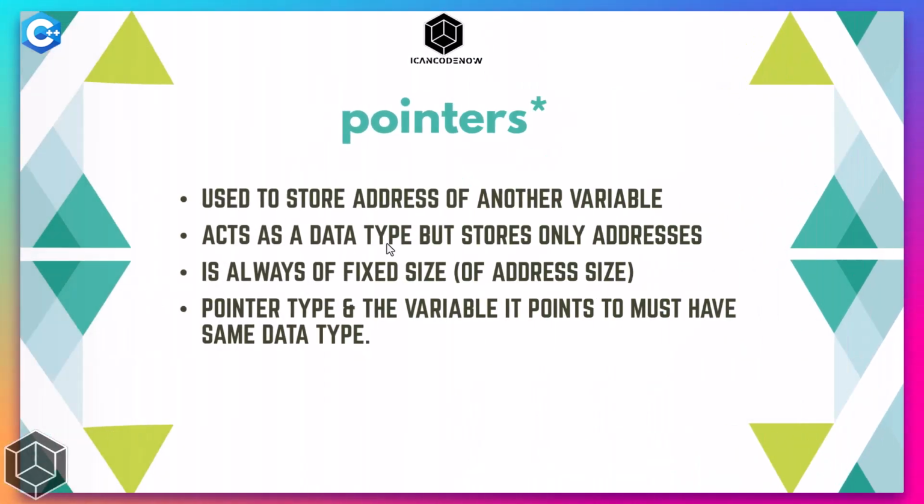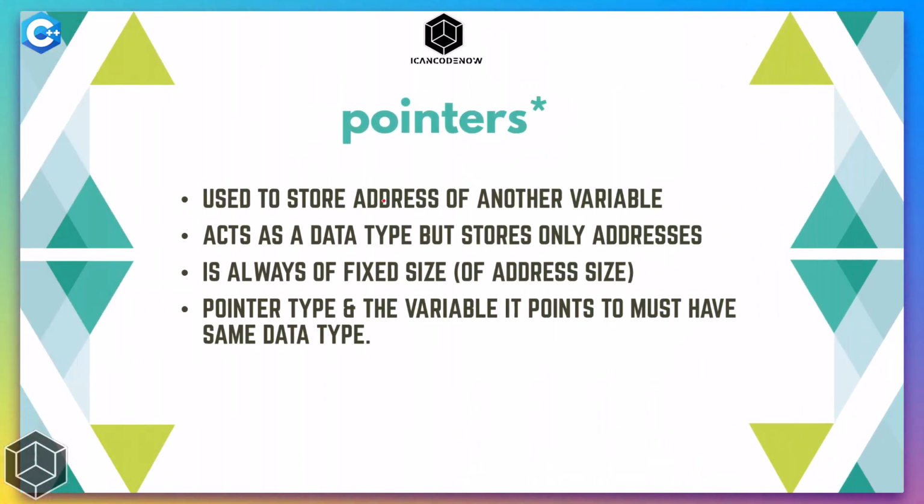Since pointers are used to store memory addresses, we need to store the address of a valid memory location where a value is stored. So pointers act as a data type, but they can only store memory addresses, and those memory addresses have a special format. Pointers store memory addresses, and the address is always of fixed size, no matter which type of address that is.